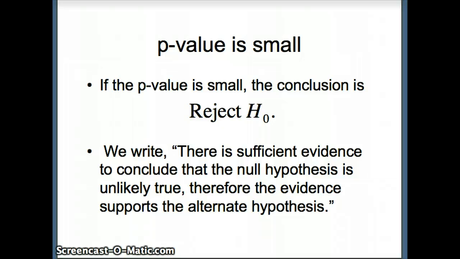So in the event the p-value is small, we reject H0, and we write, there is sufficient evidence to conclude that the null hypothesis is unlikely true, therefore the evidence supports the alternate hypothesis.